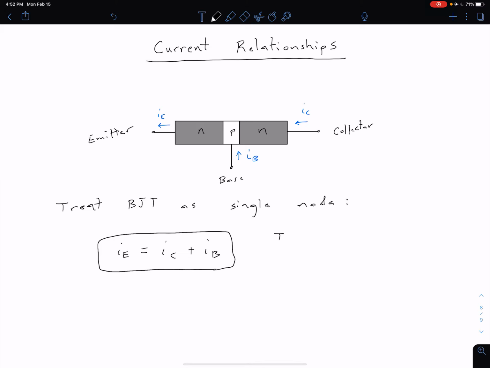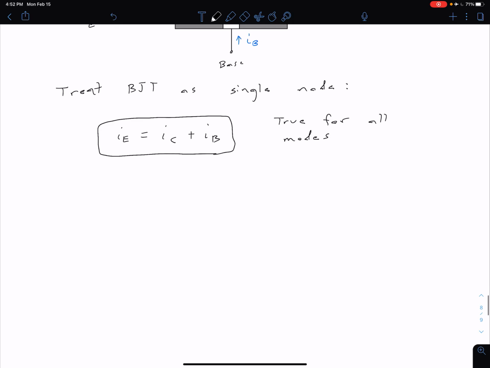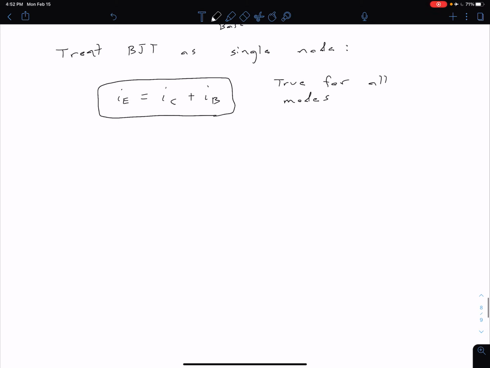And one thing to keep in mind is that this is true for all operating modes. So whether we're in forward active mode, whether we're in saturation, inverse active, so for all modes, this is going to be true. But as we said, a lot of the times we're working in our forward active mode. So let's look at the special case for forward active mode.